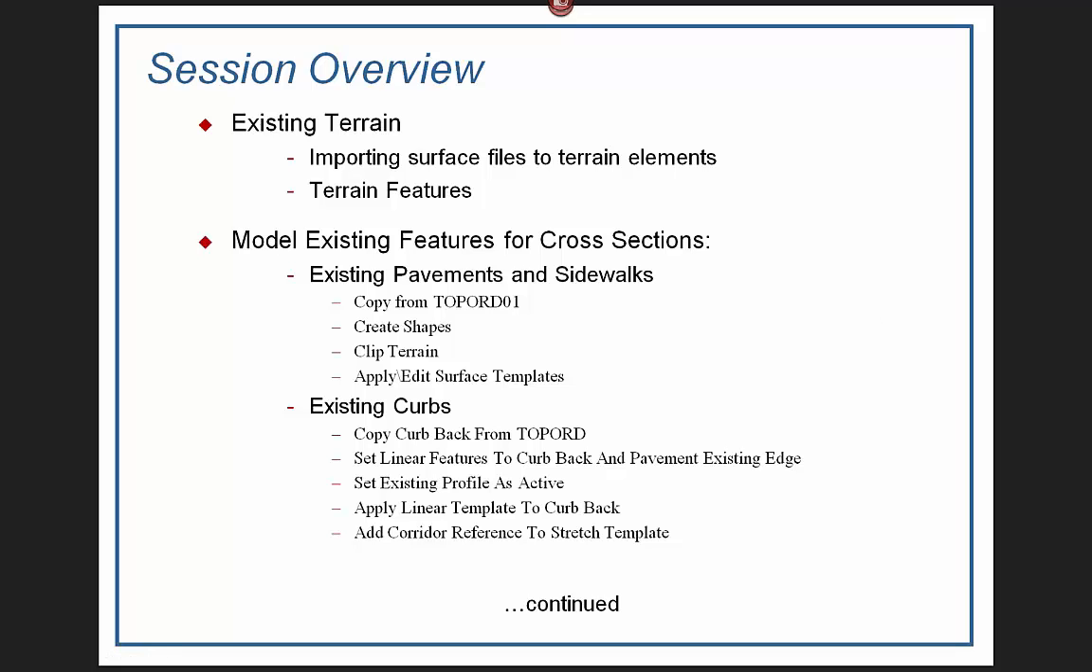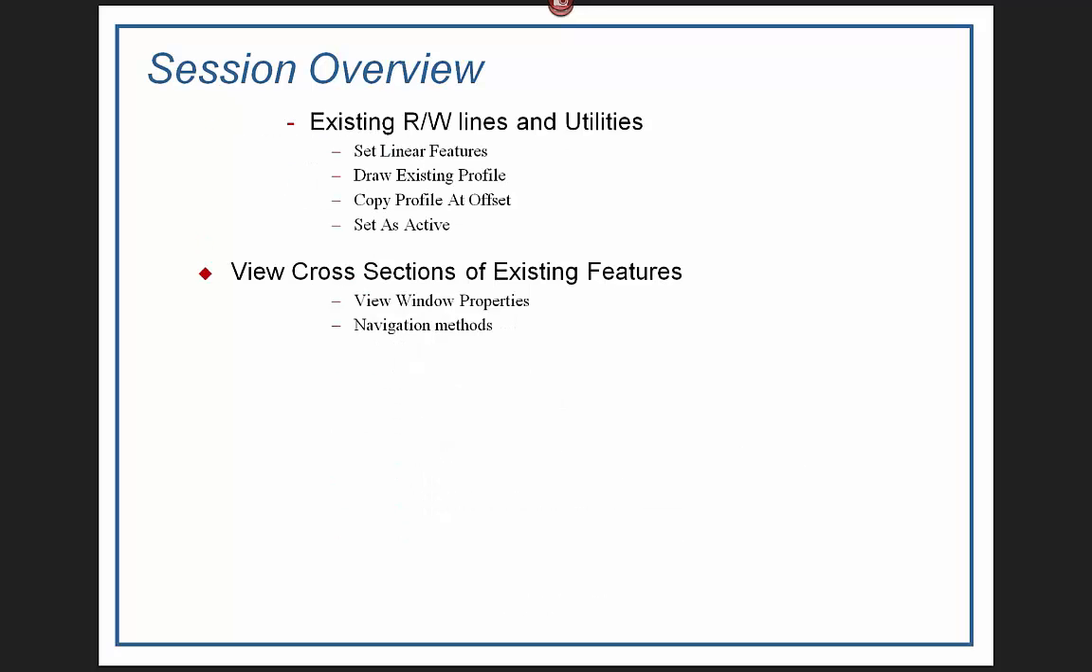First, we're going to look at building an existing terrain from the files that we get from survey, and then look at the actual terrain elements and the different display options that you have with terrain features. Then we'll move into creating a model of your existing features for cross sections. Specifically, we'll divide that into several categories: existing pavements and sidewalks or driveways or shoulders for that matter, existing curbs you want to display, existing right-of-way lines, and even existing utilities.